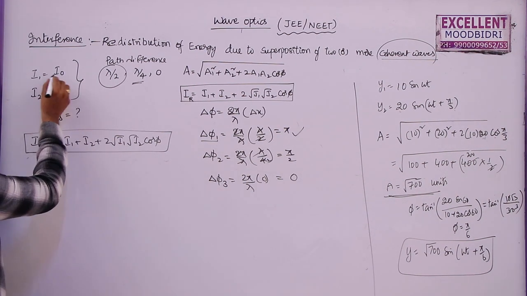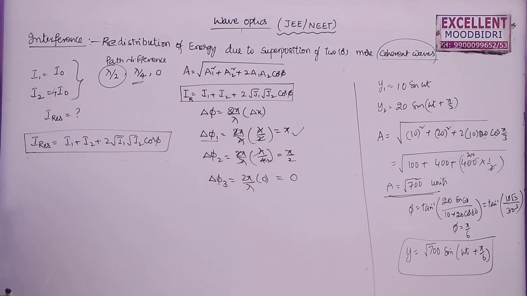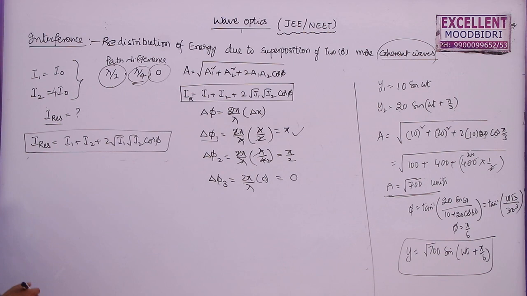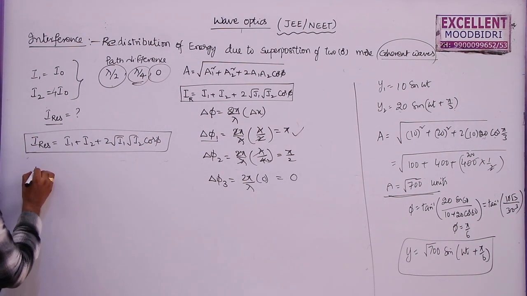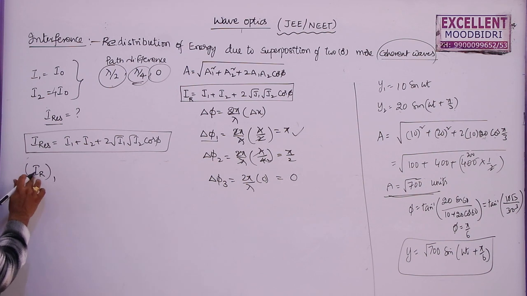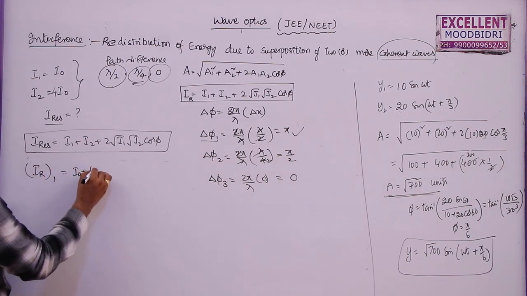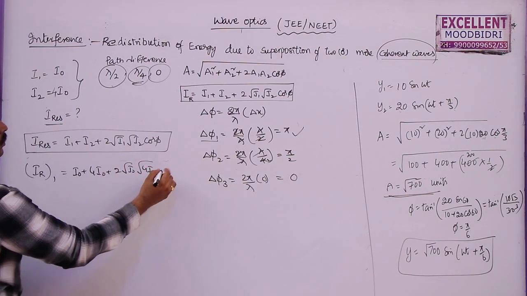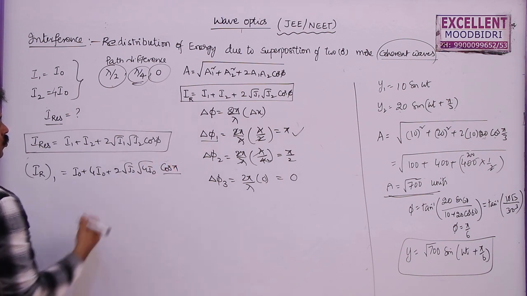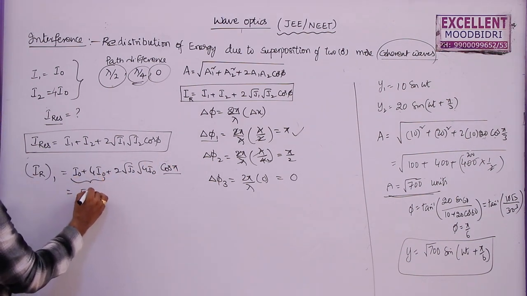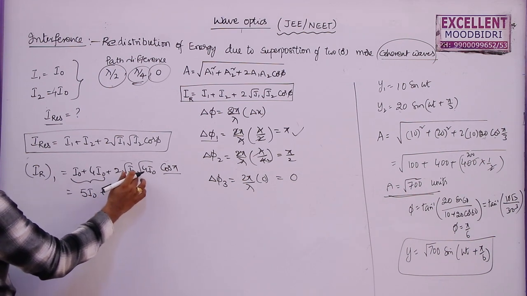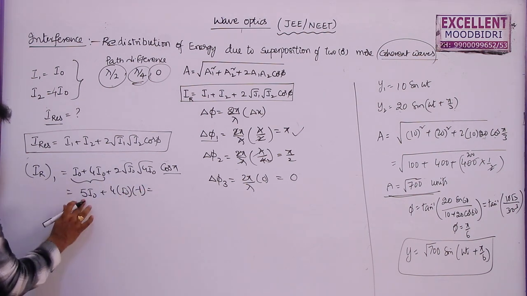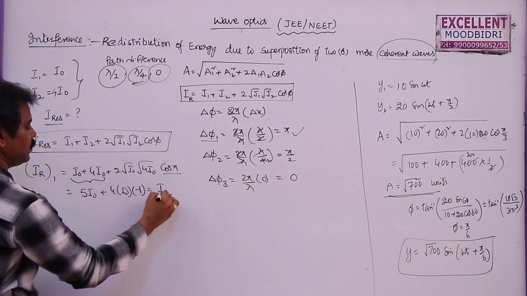For the same problem, let us say I1 is equal to I naught, I2 is equal to 4 I naught. What is the resultant intensity for these three path differences? So already I found the phase differences here. The resultant intensity in the first case is given by I naught plus 4 I naught plus 2 root I naught root 4 I naught cos phi, which is equal to minus 1. So these two will become 5 I naught, and this will become 2 times 4 I naught into minus 1. So 5 I naught minus 4 I naught will be I naught here.